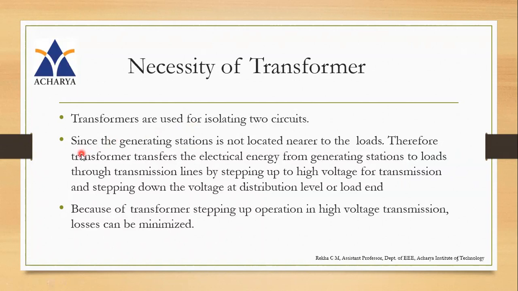The second necessity, as I explained in the previous slide, is transferring electrical energy from the generating station to the load by stepping up as well as stepping down at the distribution level. Next, in doing so, that is, transmitting the voltage at a higher level, the losses in the transmission line can be minimized. Again, this credit goes to the transformer itself. So these are the basic necessities.